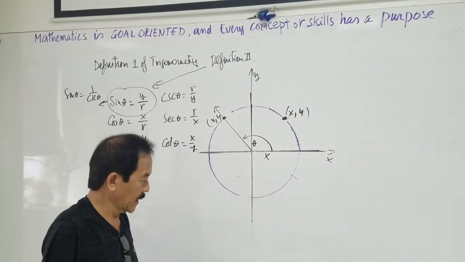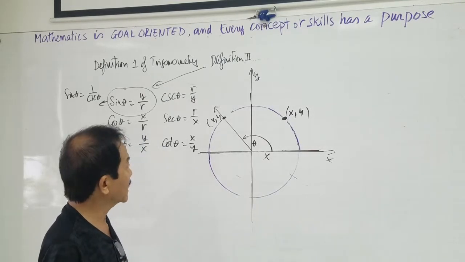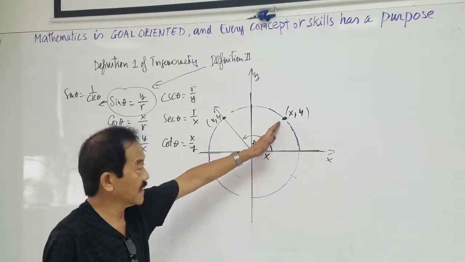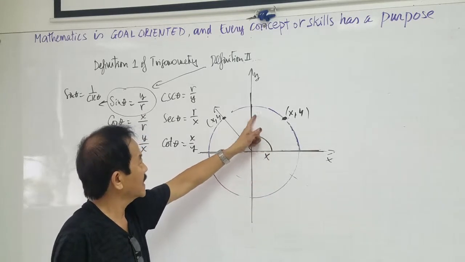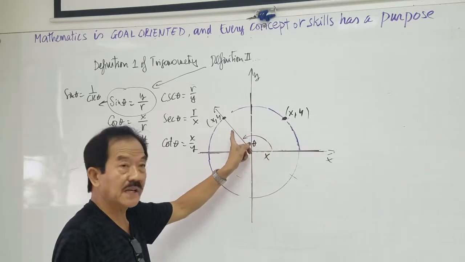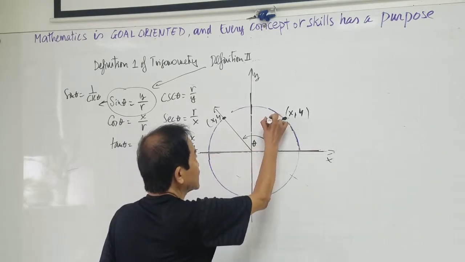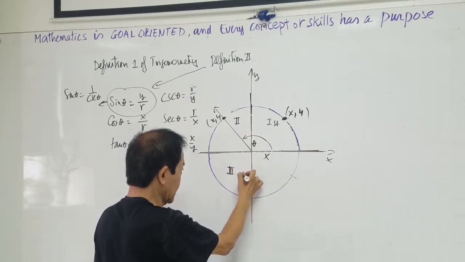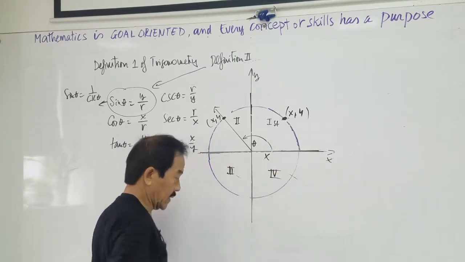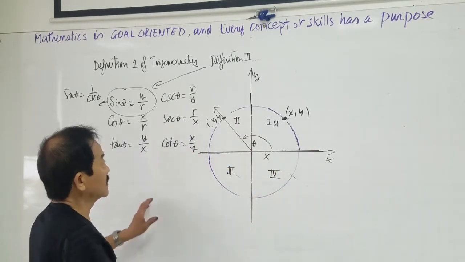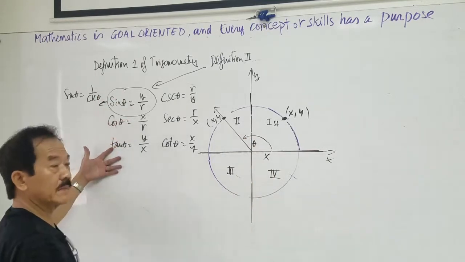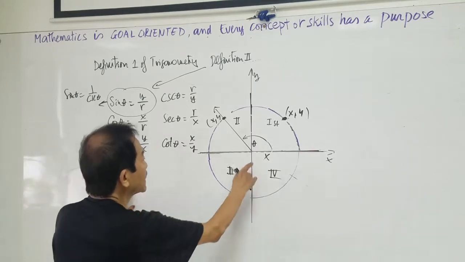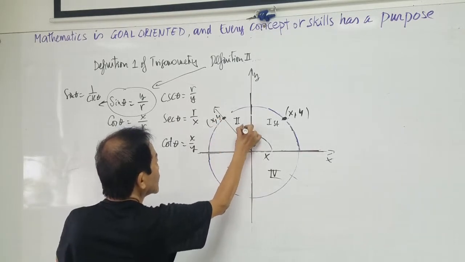Okay, now it looks the same as the first one when the angle is in here. So now how about when the angle theta goes into the second quadrant? Remember, this one we call the first quadrant, this is the second quadrant, this is the third quadrant, this is the fourth quadrant, right? So again, same definition, sine theta equals y over r.